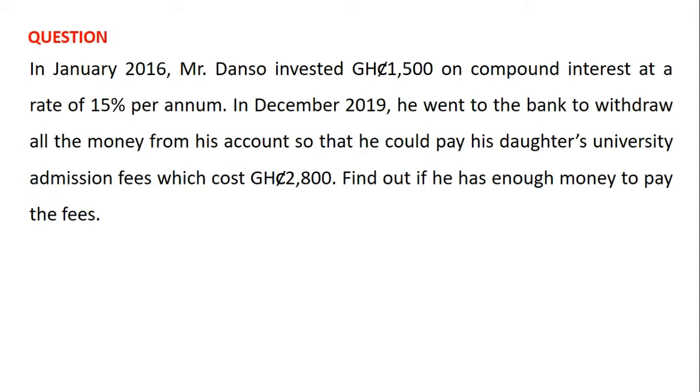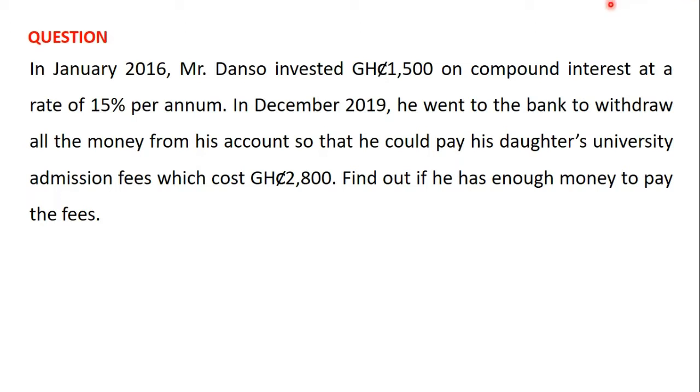The problem for this video is: in January 2016, Mr. Danso invested 1,500 Ghana cedis on compound interest at a rate of 15% per annum. In December 2019, he went to the bank to withdraw all the money from his account so that he could pay his daughter's university admission fees, which cost 2,800 Ghana cedis. Find out if he has enough money to pay the fees.